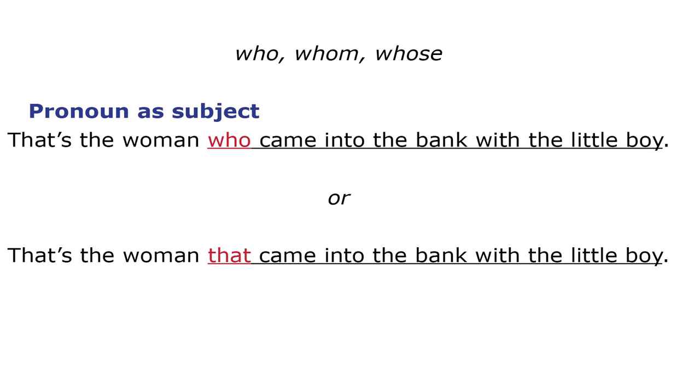The relative pronouns who, whom, and whose are used in reference to a person. That's the woman who came into the bank with the little boy. Who is the subject pronoun. It refers to boy in the main clause. You can also use the relative pronoun that. That's the woman that came into the bank with the little boy.